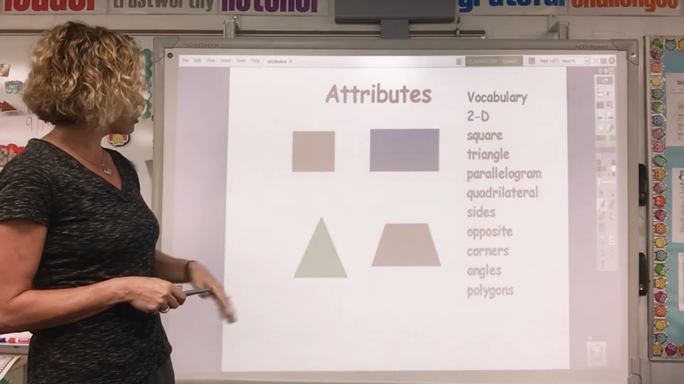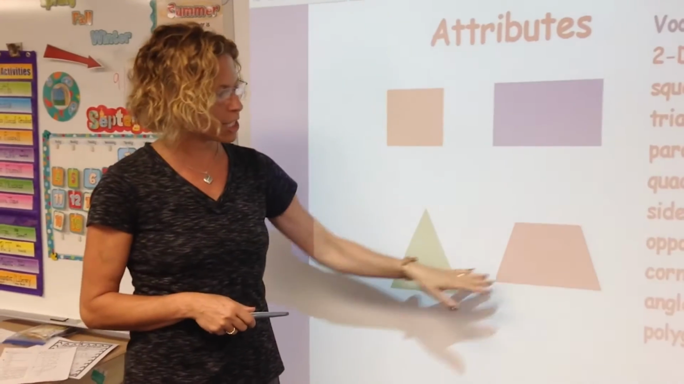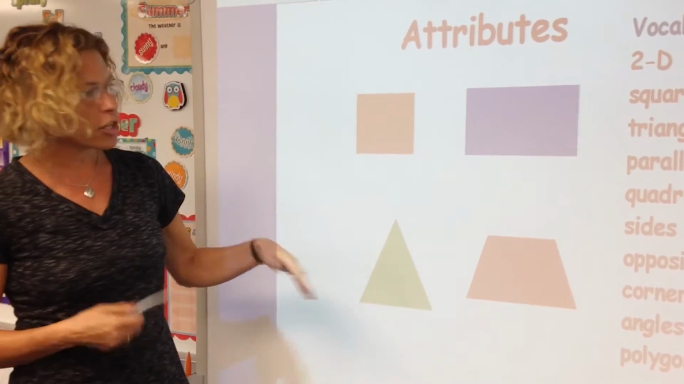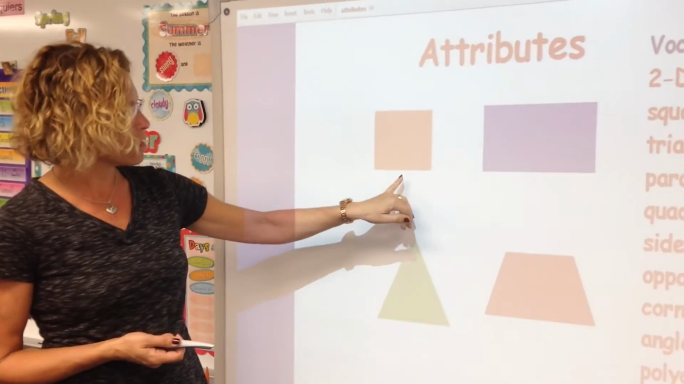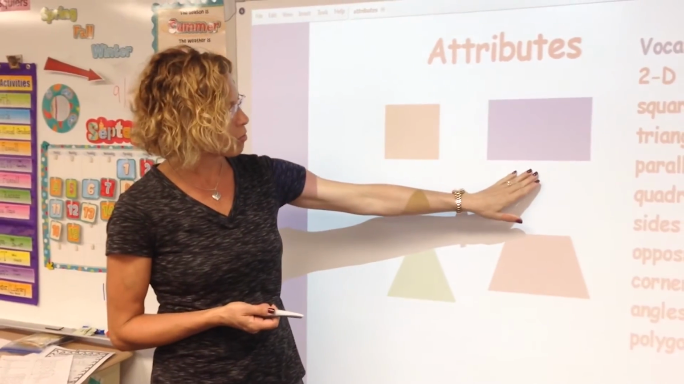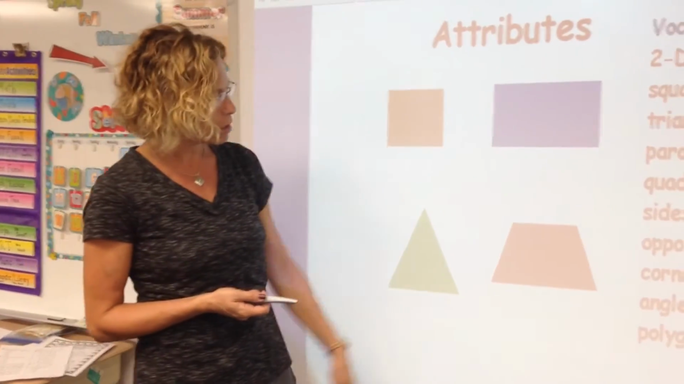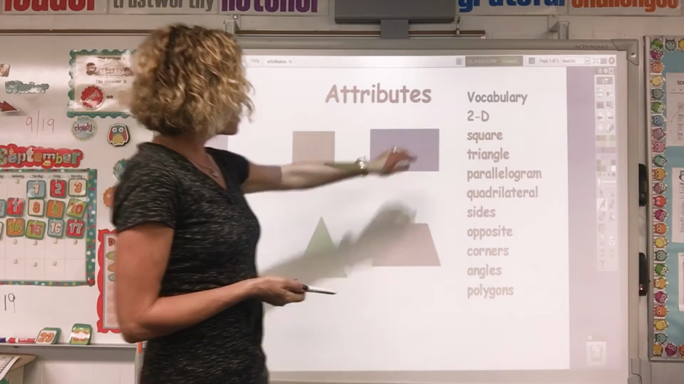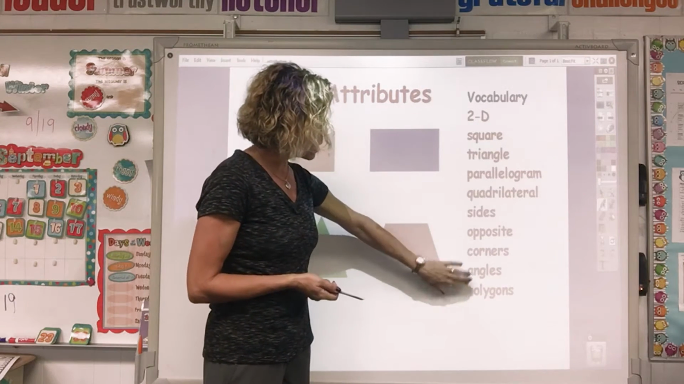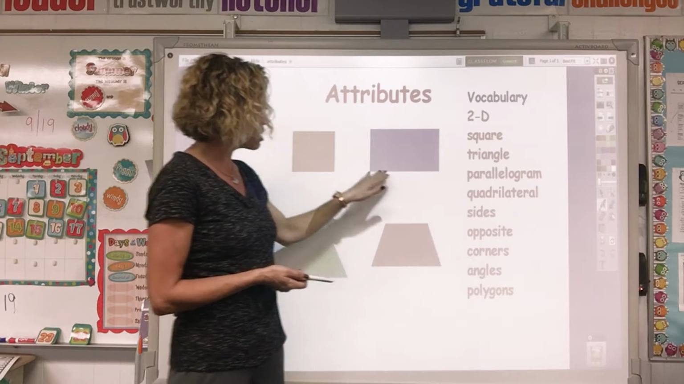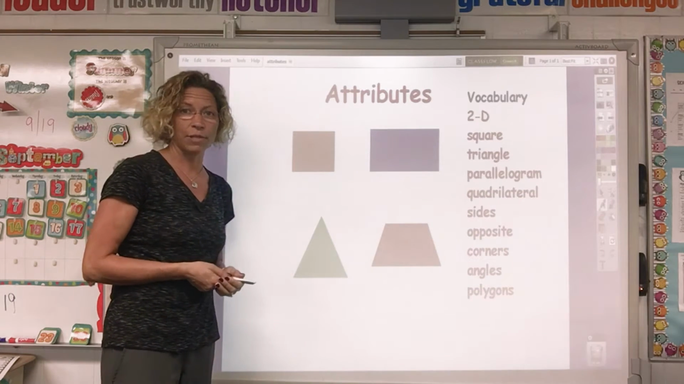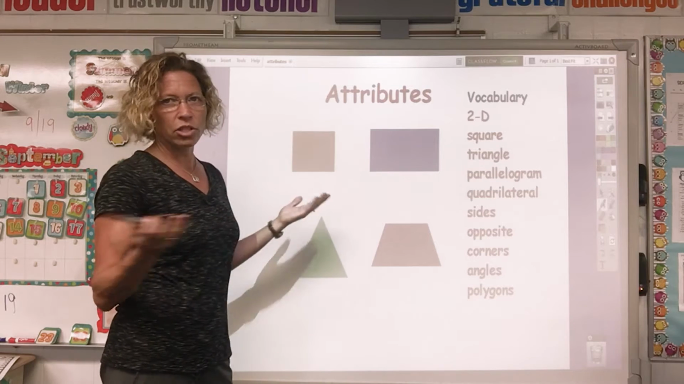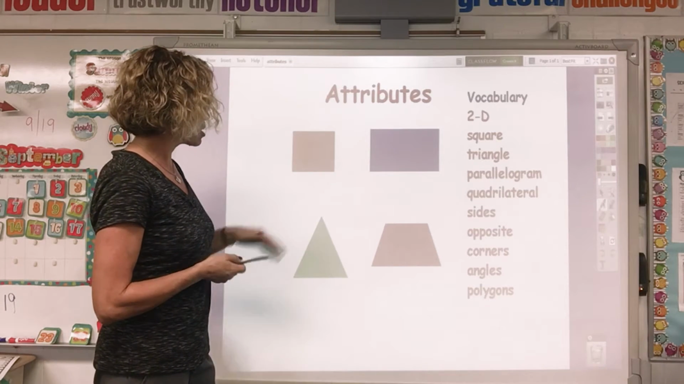Today we're going to be talking about attributes, and attributes describe different 2D shapes. So the first thing you do is you look at the different shapes that I have here and you put a name to them. So this is your square, rectangle, triangle, and trapezoid. Over here I have all the vocabulary that you need to describe each one of these shapes, and they're called attributes. You just have to describe them. So let's start with the square.